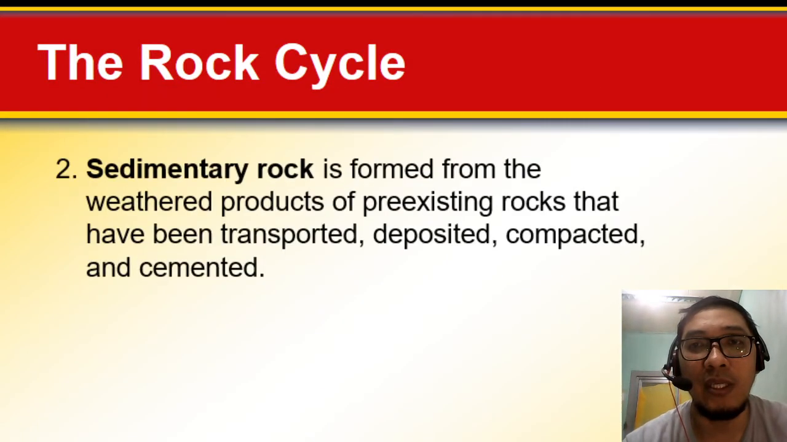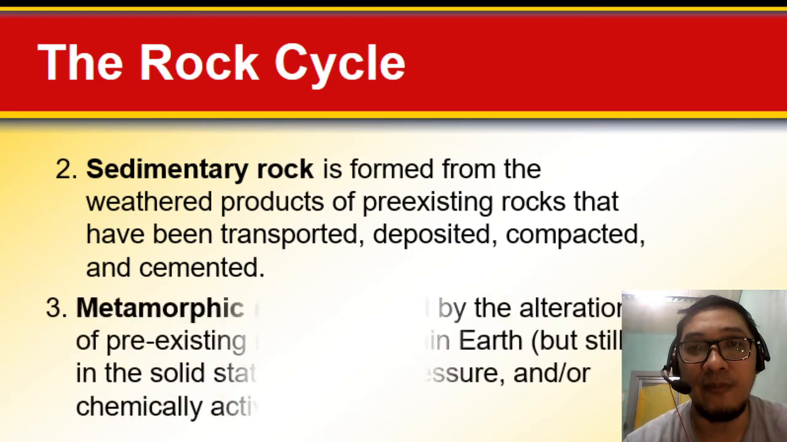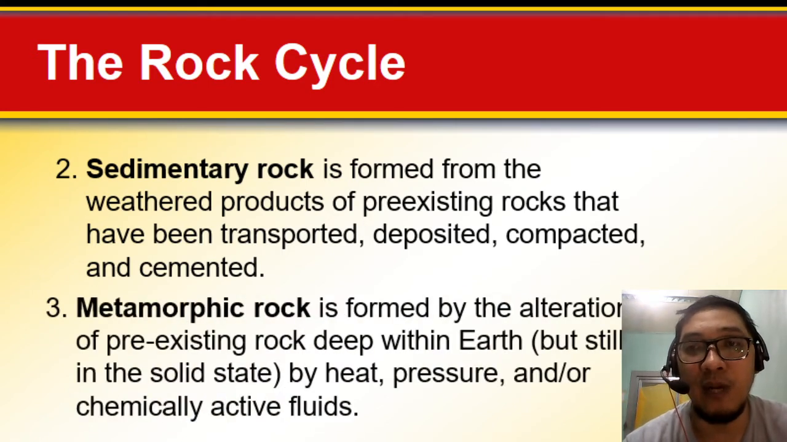The second one is called sedimentary rock and is formed from weathered products of pre-existing rocks that have been transported, deposited, compacted, and cemented. We will discuss each one of those terms as we move on in this video. And lastly, we have metamorphic rock, which is formed by the alteration of pre-existing rock deep within the earth, but of course still in solid state, due to heat, pressure, and chemically active fluids.